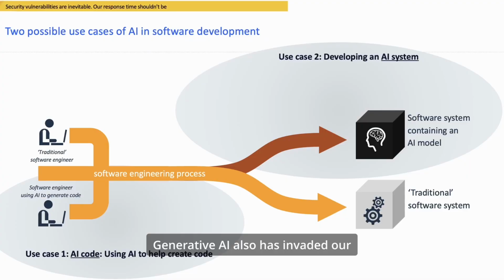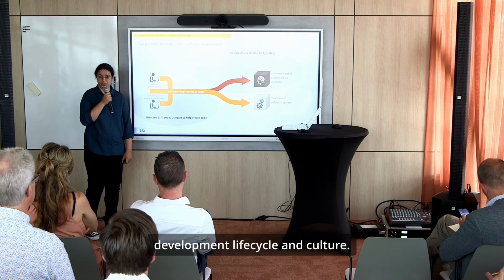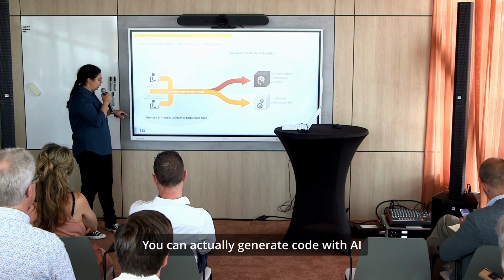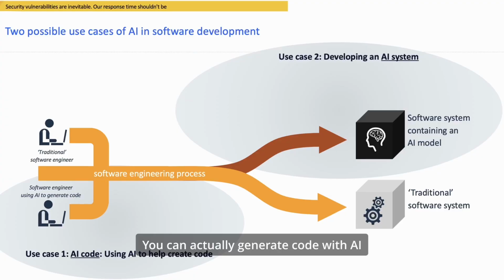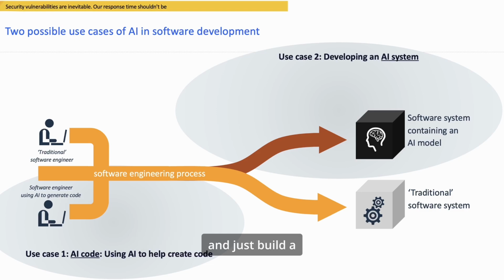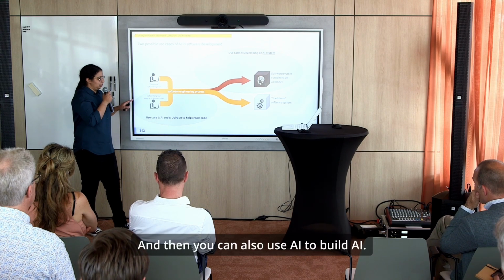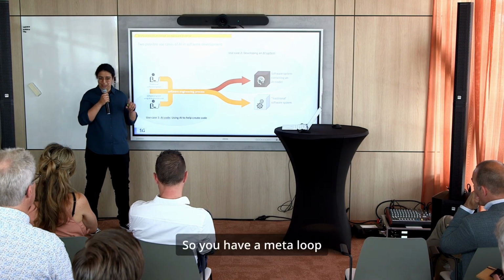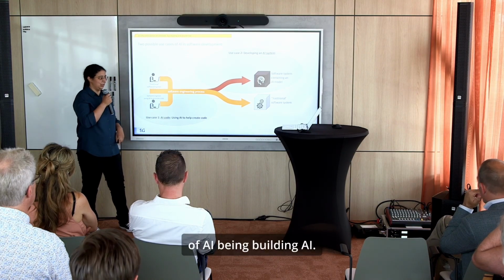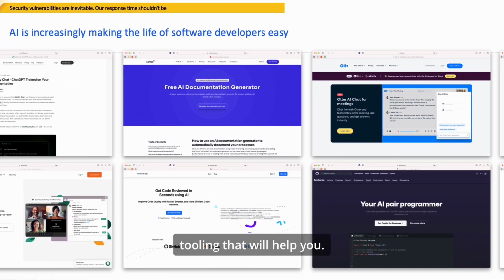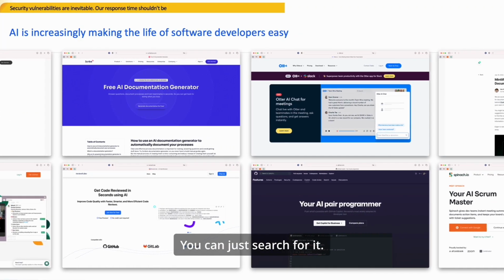And generative AI has also invaded our development life cycle and culture. So you can actually have two situations, as I mentioned before. You can generate code with AI and just build a classical software system, let's call it like that. And then you can also use AI to build AI. So you have a meta loop of AI building AI. And you have massive amounts of tooling that would help you. You can just search for it.